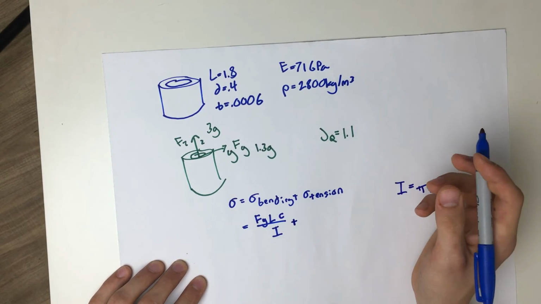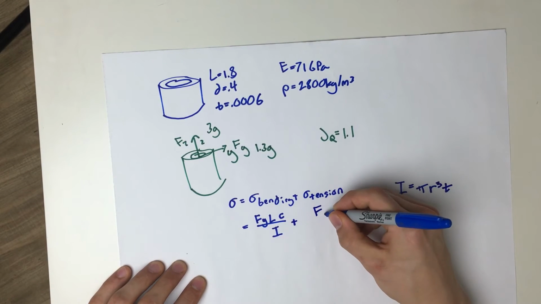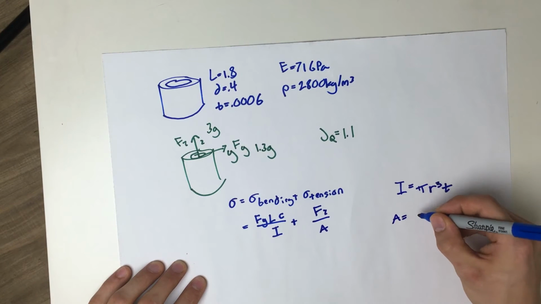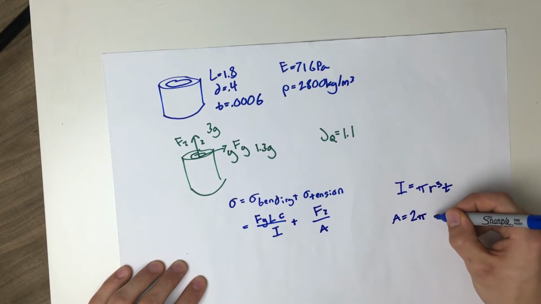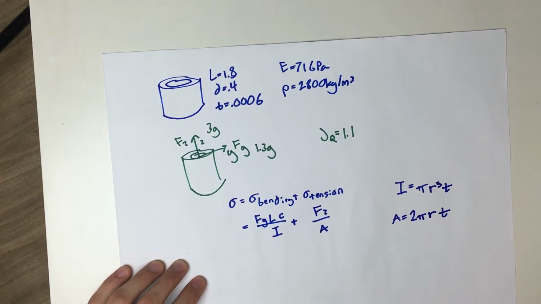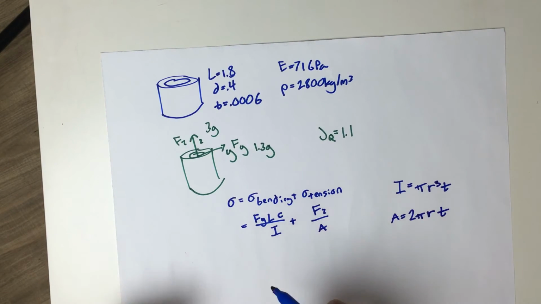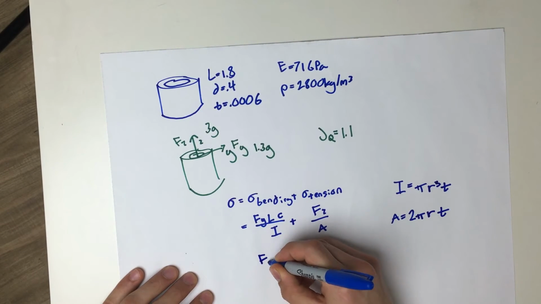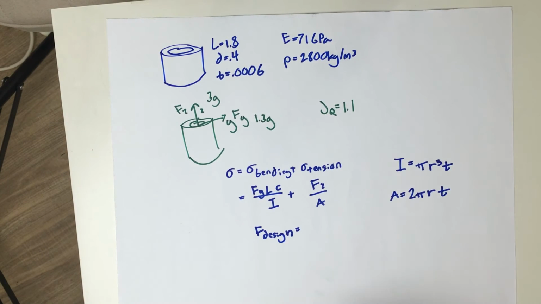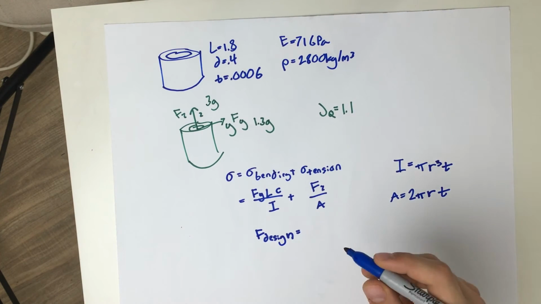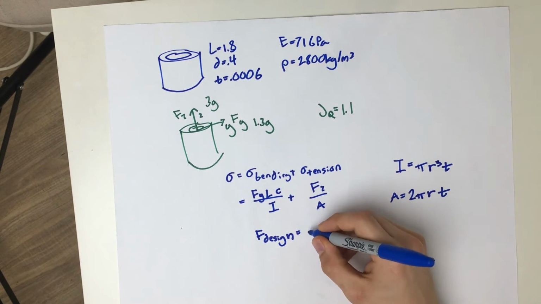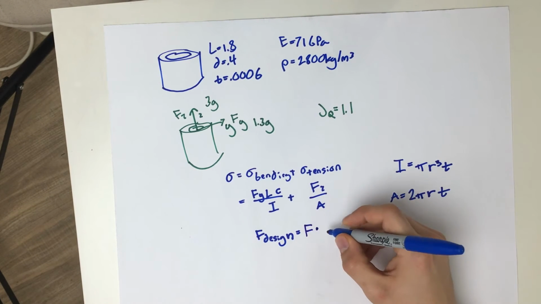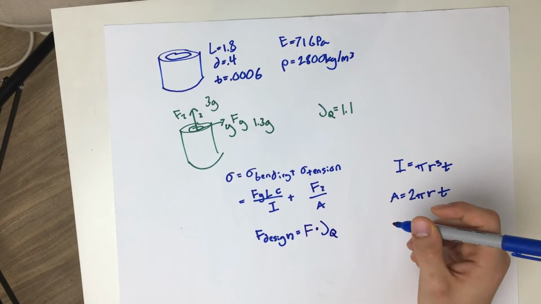And then for the tension stress, that's going to be simply force divided by area. Area, of course, being 2 pi R T. Alright, and then last thing that you might want to add here at this point is that your design load is going to be your calculated load, Fy or Fz, times the design load factor.